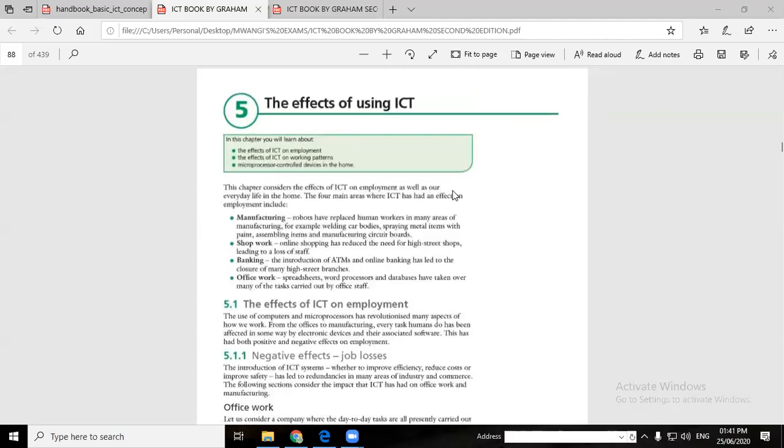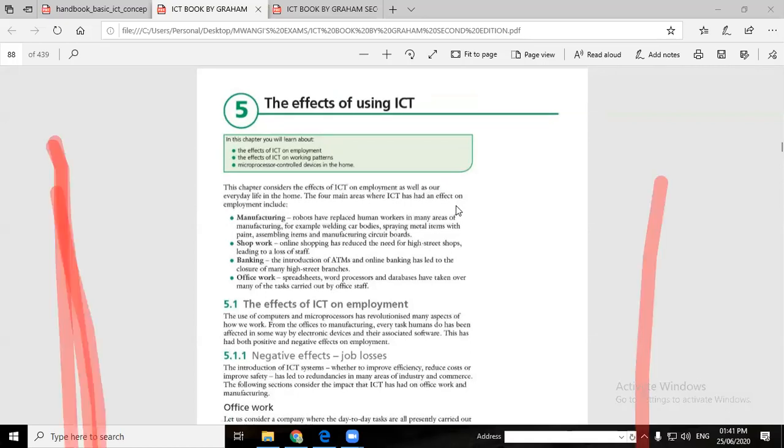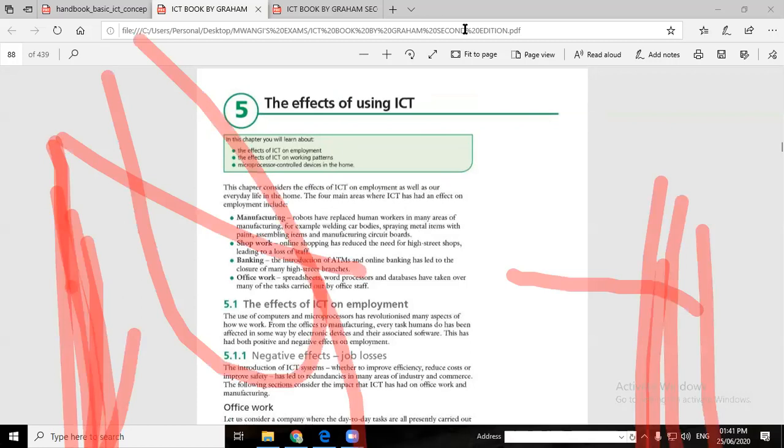And we have just started on the effect of using ICT. We just introduced how ICT affects the human environment through employment. I've looked at the manufacturing side. Hanad, stop writing if you're the one who is writing. Shop work, you have banking, you have office work.